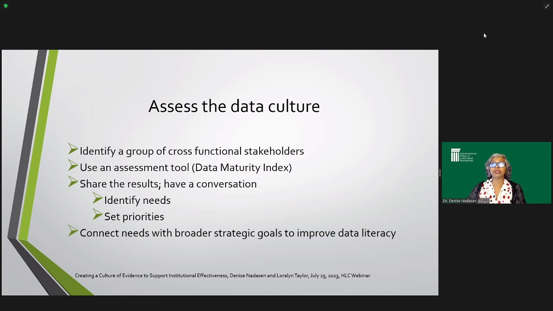Or you can just do a listening tour and ask questions. But the idea is that you're going to gather information and then have a conversation with your stakeholders and identify what the common needs are and what the priorities are. It is a good idea to connect these priorities with the broader strategic goals for the institution. This will increase the likelihood that your senior leaders will get on board and provide support.